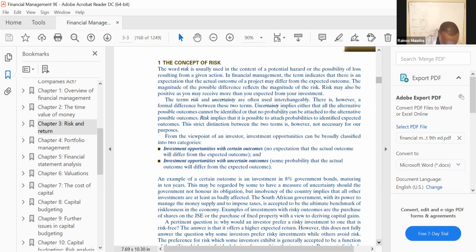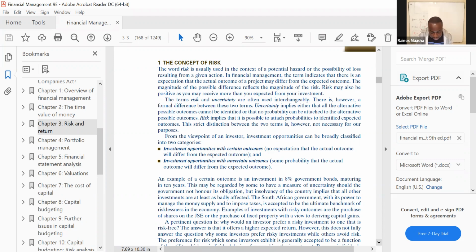So when you look at the concept of risk, they say the word risk is usually used in the context of a potential hazard or the possibility of loss resulting from a given action. In financial management, the term indicates that there is an expectation that the actual outcome of a project may differ from the expected outcome. The magnitude of the possible difference reflects the magnitude of risk. Risk may also be positive if you receive more than what you expect from your investment.